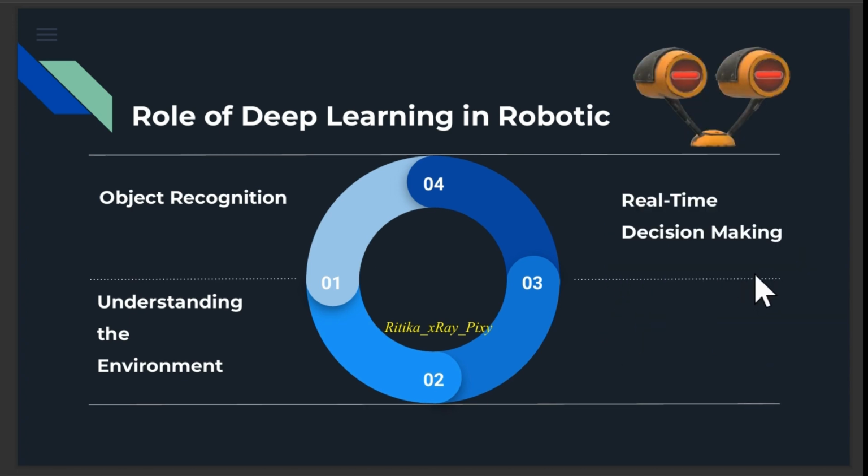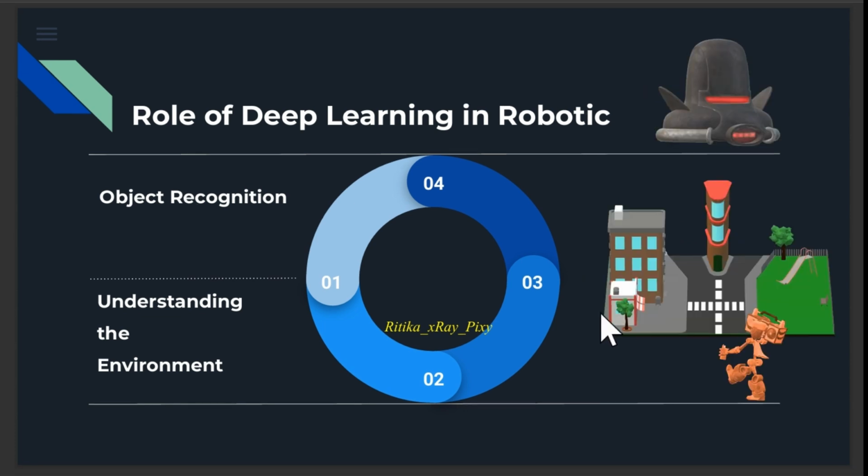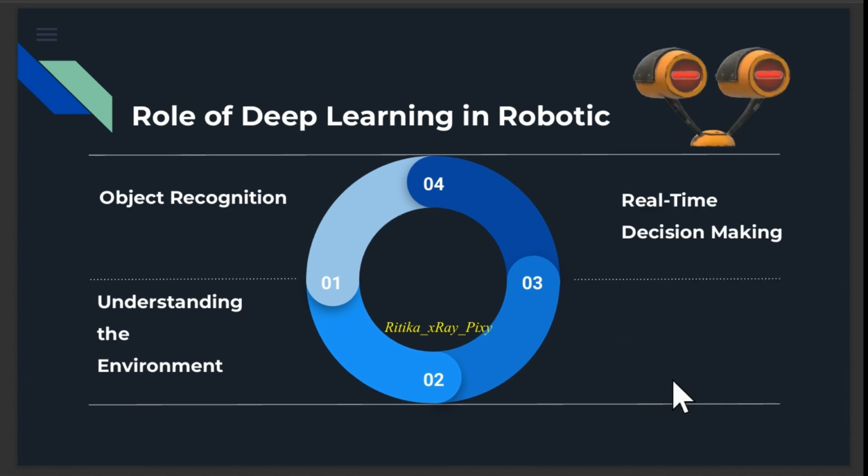Third, we have real time decision making. Using deep learning, robots can do real time decision making because deep learning enables the robot to make quick decisions based on information it receives, like we humans do. For example, if an obstacle suddenly appears, the robot can decide instantly whether to stop, slow down, or change direction. So this ability to make decisions in real time is important for tasks like avoiding collision, picking up moving objects, or following a person.